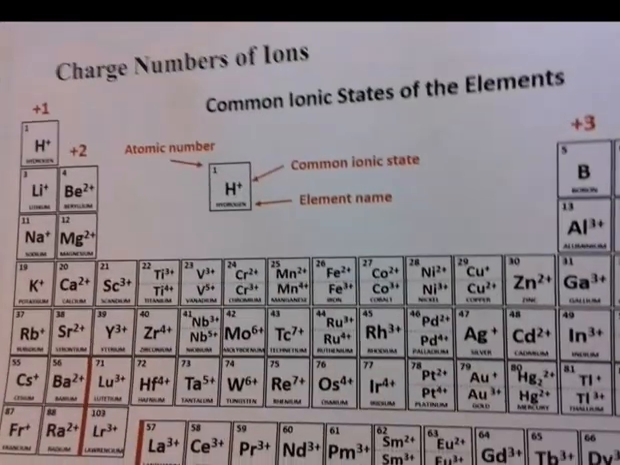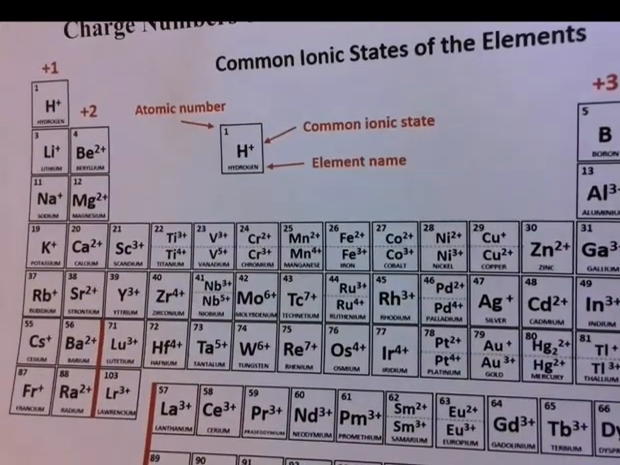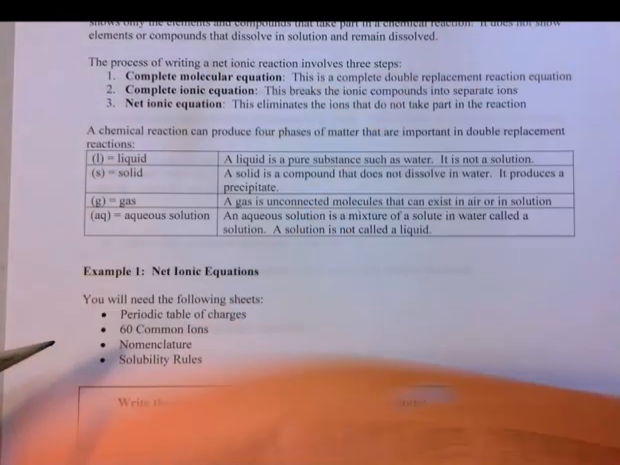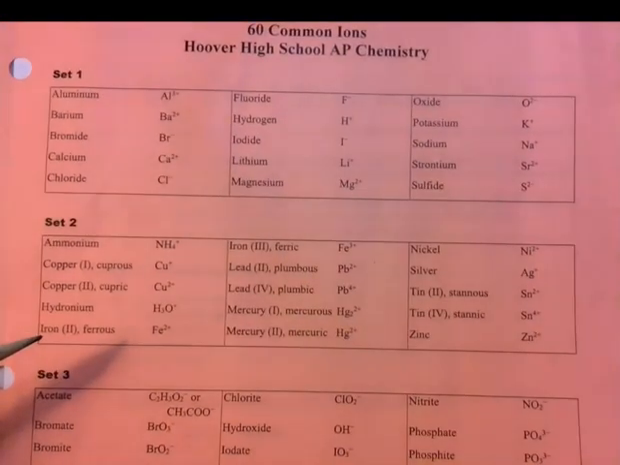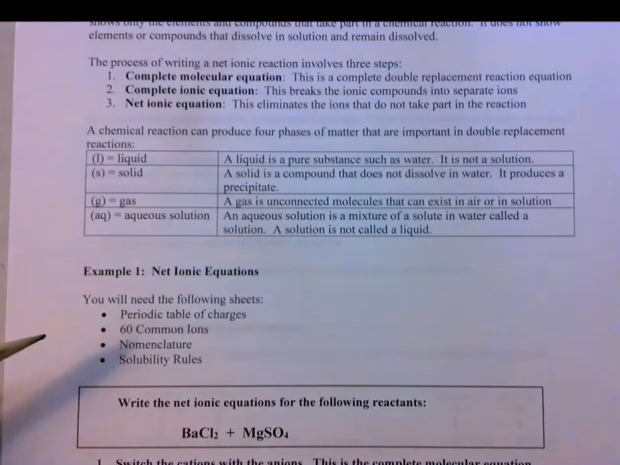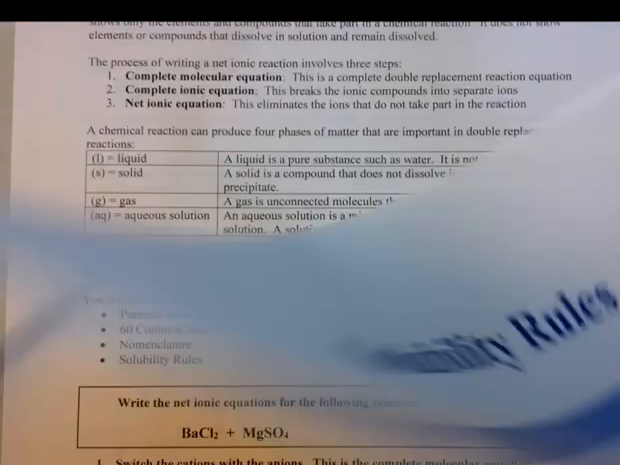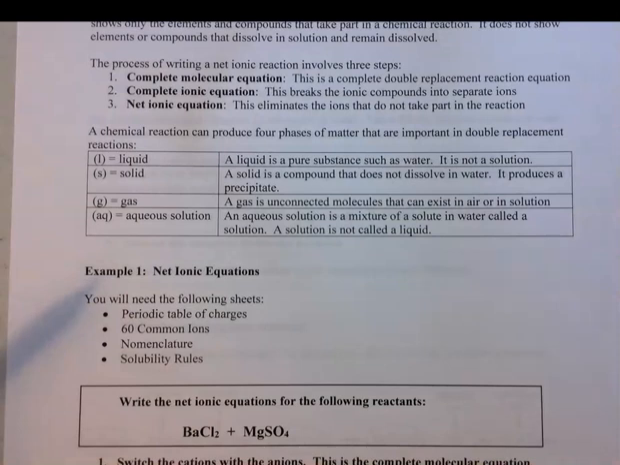And that is this sheet that you have. Yours is blue. I'm using a white one here. You're going to need your 60 common ions. That's the orange sheet that you've been using on quizzes. This sheet right here. And finally, you're going to need your solubility rules. For today's assignment, you won't need the nomenclature sheet, but I will get into some problems later on where that is going to be useful.